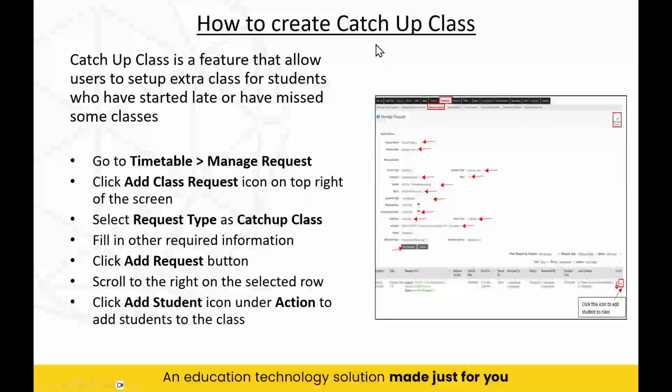Then the next thing is a catch-up class. A catch-up class allows us to set up extra classes if we have identified some students who are late starters that join a bit later, or students who have missed some classes for whatever reason, or even at-risk students that you think might need some extra push. Again, these are the steps that we will go through in the system later.